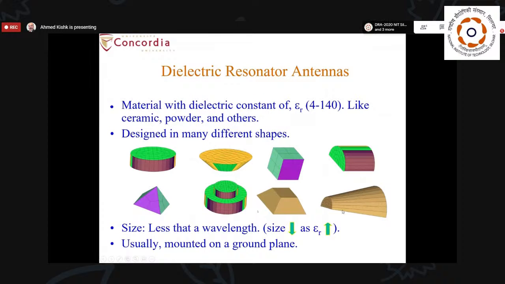So dielectric resonators are made from material that can have a dielectric constant that could range actually as low as 4. Actually, I tried some that can go up, even for millimeter wave frequencies in order to increase the size. One can go up to 140 and even more if it is allowed, but we'll see what is the problem of using a very, very high dielectric constant. And these can be found as a ceramic material, as powders, and others.